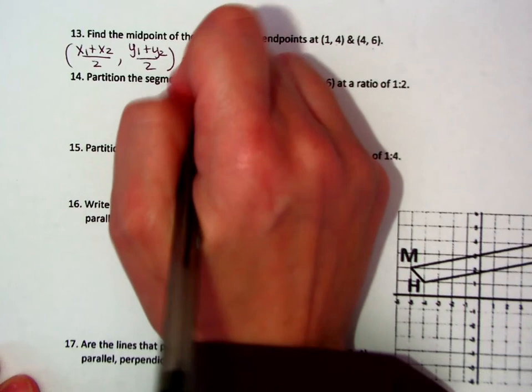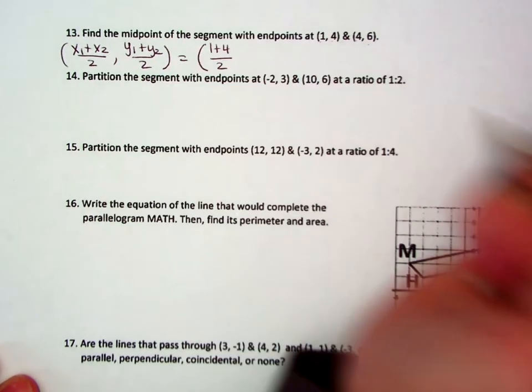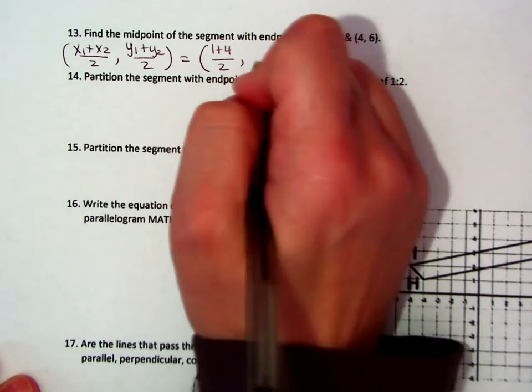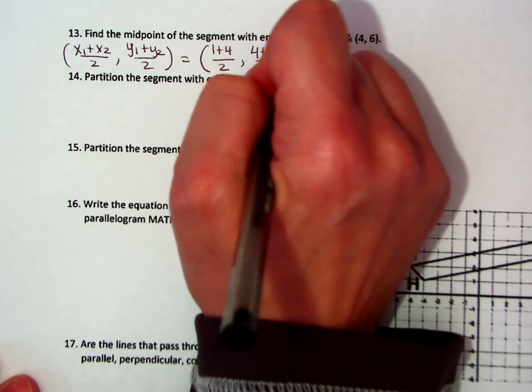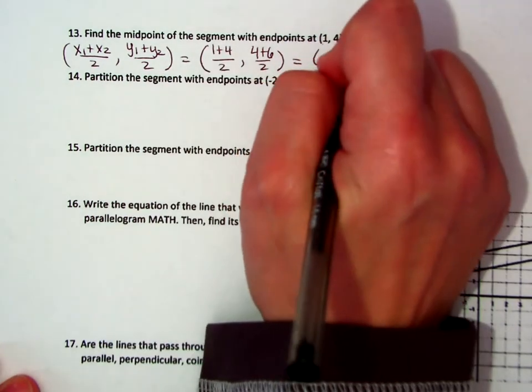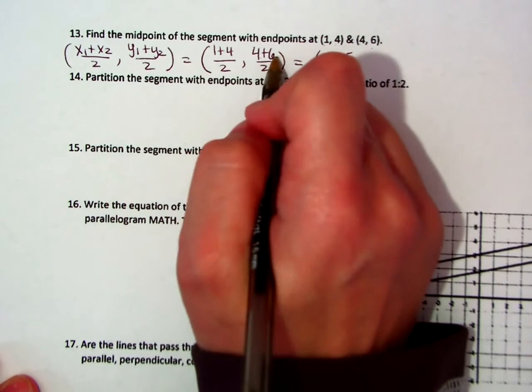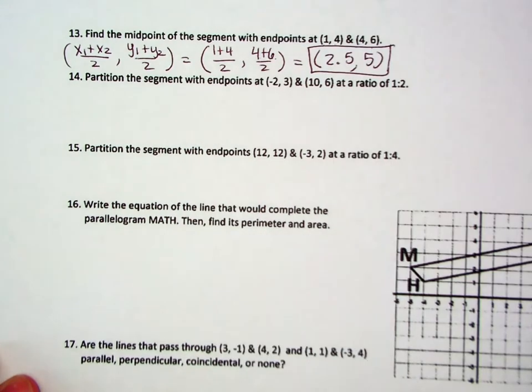So you take your two x's, which are 1 and 4, add them together and divide by 2. Comma, you do the same with the y's, 4 plus 6, divided by 2. So 1 plus 4 is 5, 5 divided by 2 is 2.5, and 4 plus 6 is 10, 10 divided by 2 is 5, so that would be your midpoint.